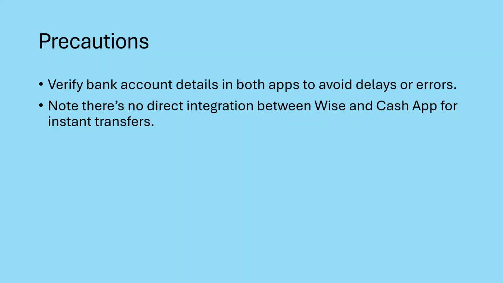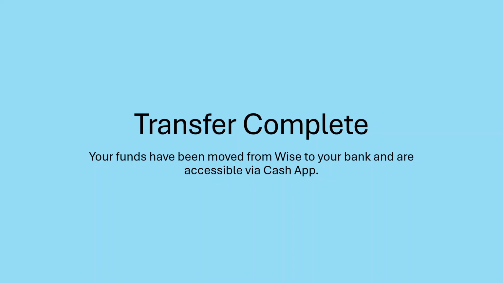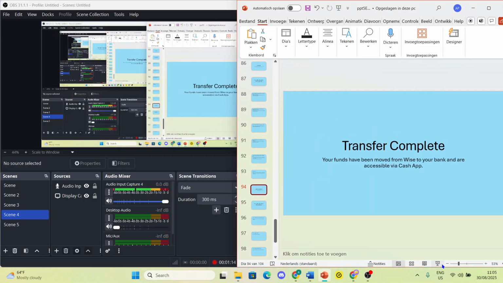Now I have some precautions. Verify bank account details in both apps to avoid delays or errors, like I just said. Note there's no direct integration between Wise and Cash App for instant transfer, so you have to use your bank account as an intermediary. And that's how you send money from Wise to Cash App. You have to do it with your bank.